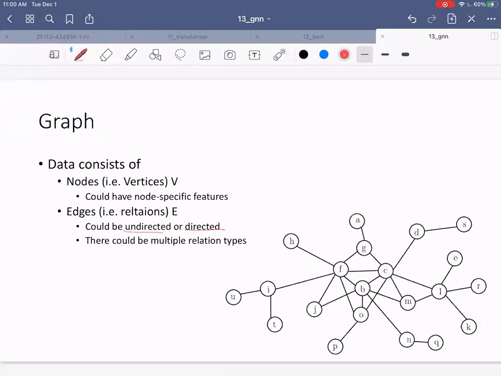And also there could be multiple relation types. For example, if this was a social network, this could be friends, but this could be maybe family. If this were a graph of people, then each individual node could be a person, and the edges could be different types of relationship between people, like friends, family, or married, something like that.